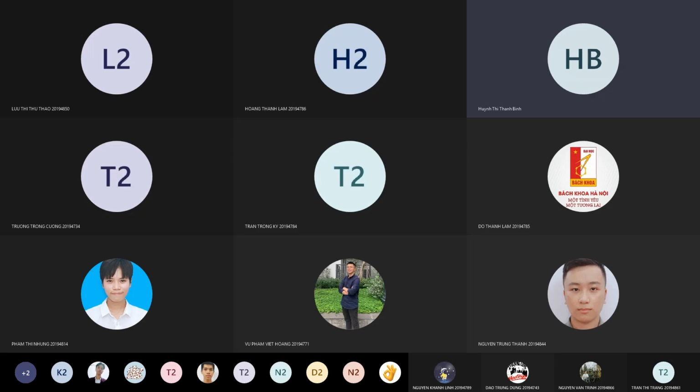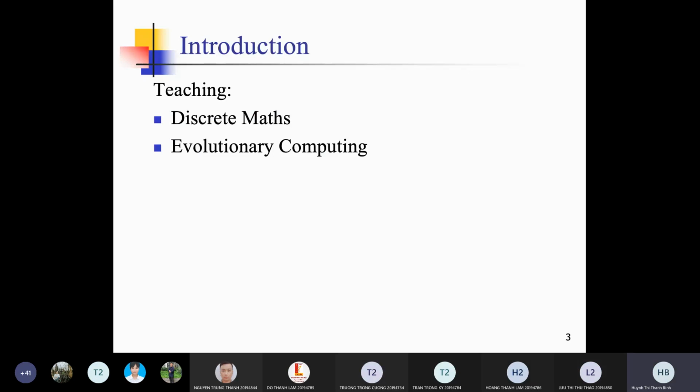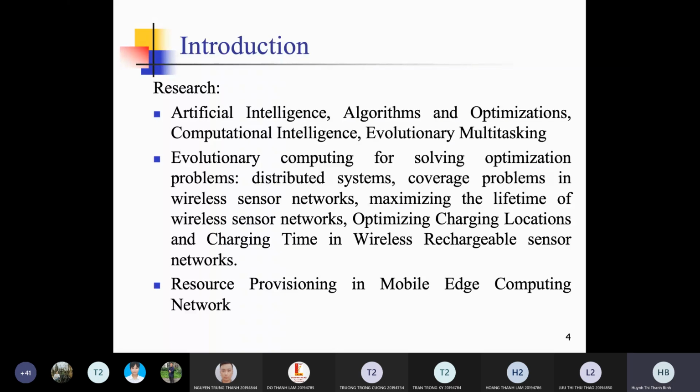Discrete math for talented class and ICT class, and evolutionary computation for computer science students, normally for third year and fourth year students. And here's my research: artificial intelligence, algorithm, and optimization, computational intelligence, evolutionary and multitasking.